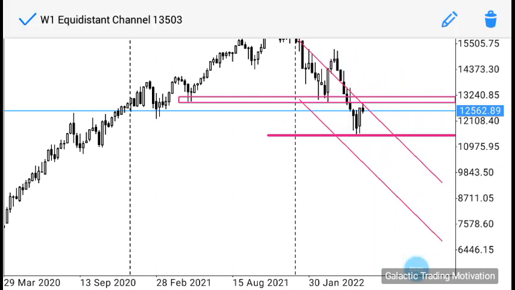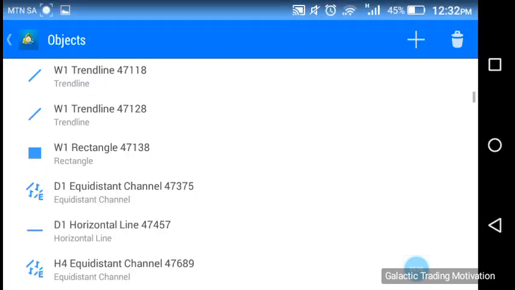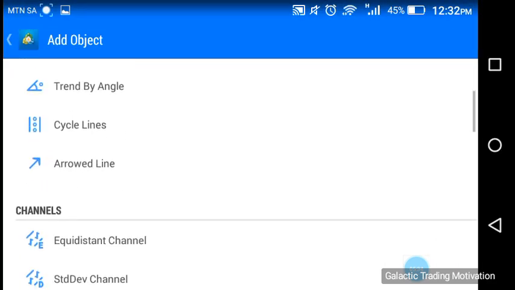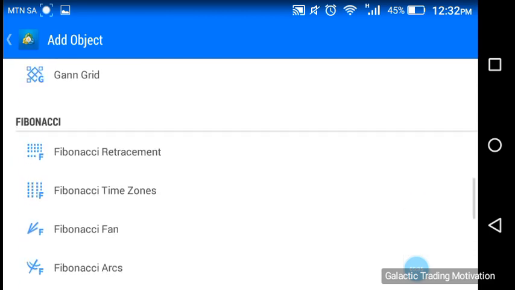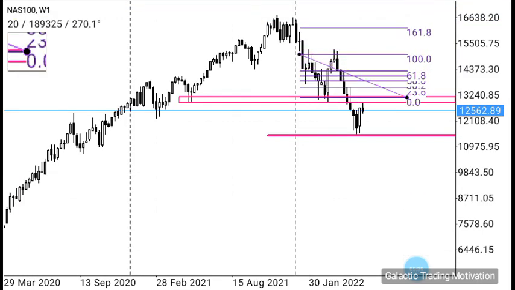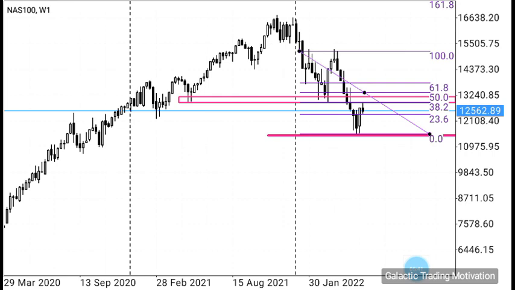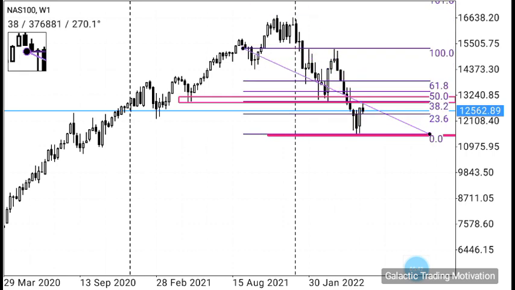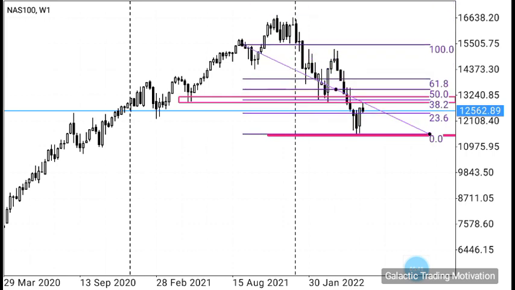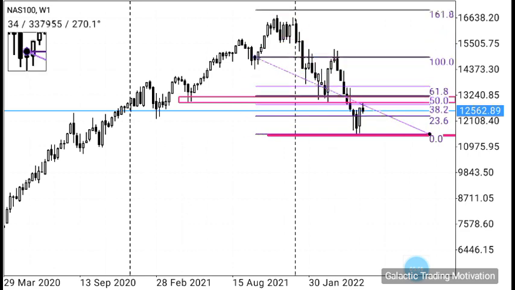Sorry, I don't need this actually. Let me just delete this. Fibonacci retracement tool. So there goes my Fibonacci retracement tool, and I think we can see that.